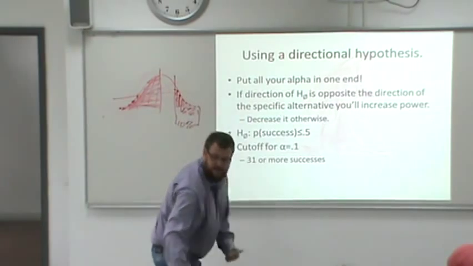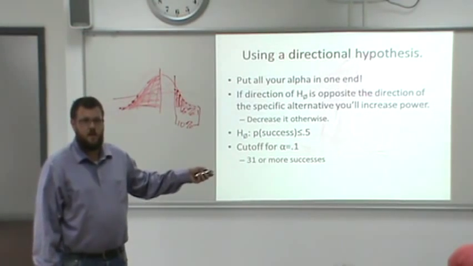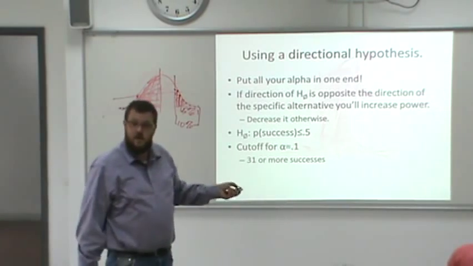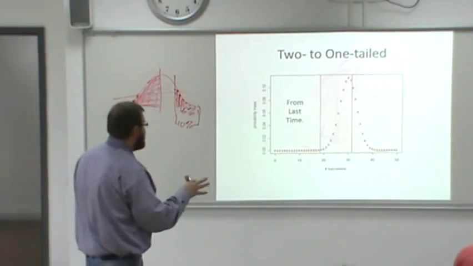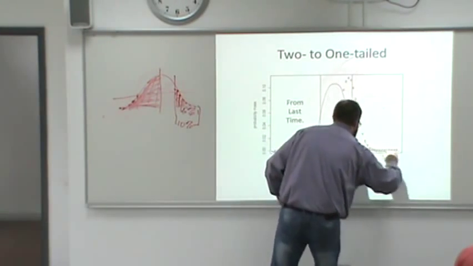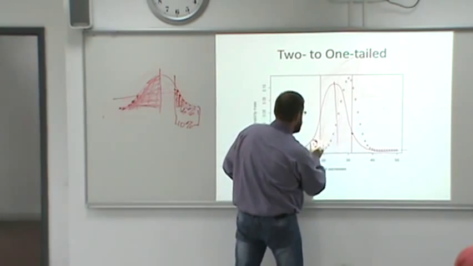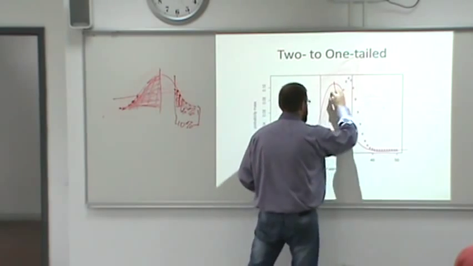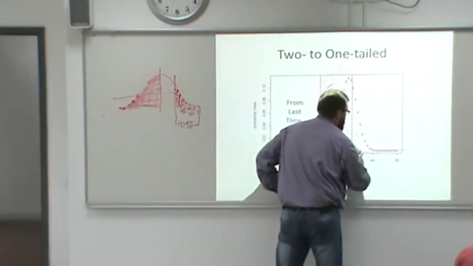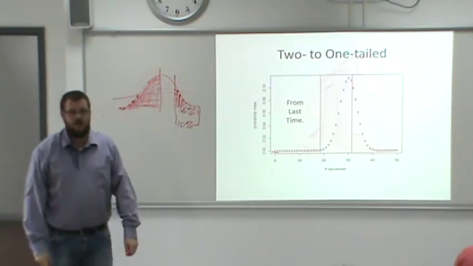All right, so for a cutoff of alpha equals 0.1, for a one-tail test, this is going to be 31 or more successes. How many successes were we looking for last time? 32 or more. So now we only need 31 or more. So if we compare the two-tailed and one-tailed examples, from last time this was what we were starting with from the null hypothesis, and we set up these cutoffs on both sides. But with our directional hypothesis, now we're only interested in one end. We're only interested in one tail.